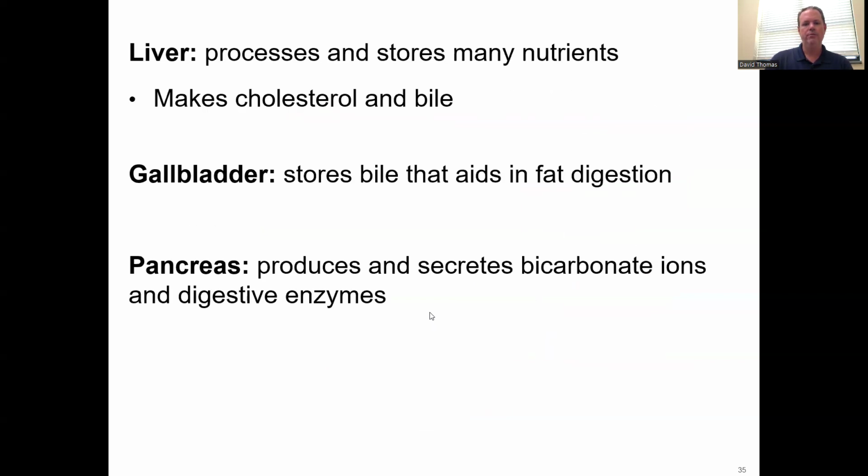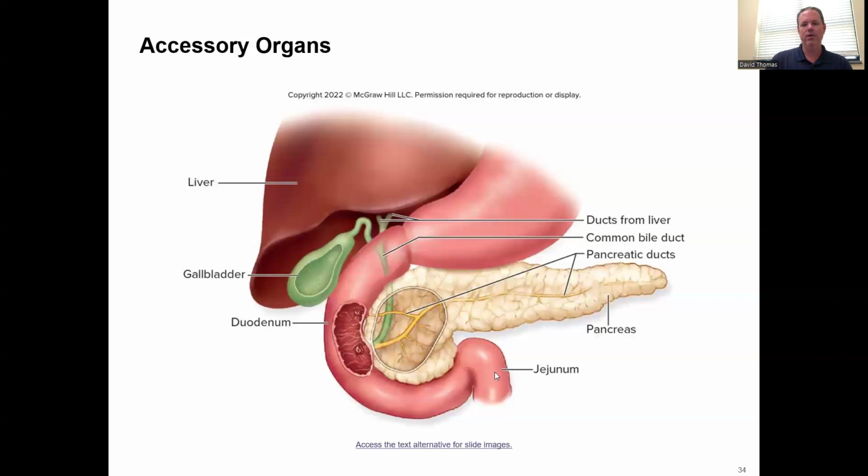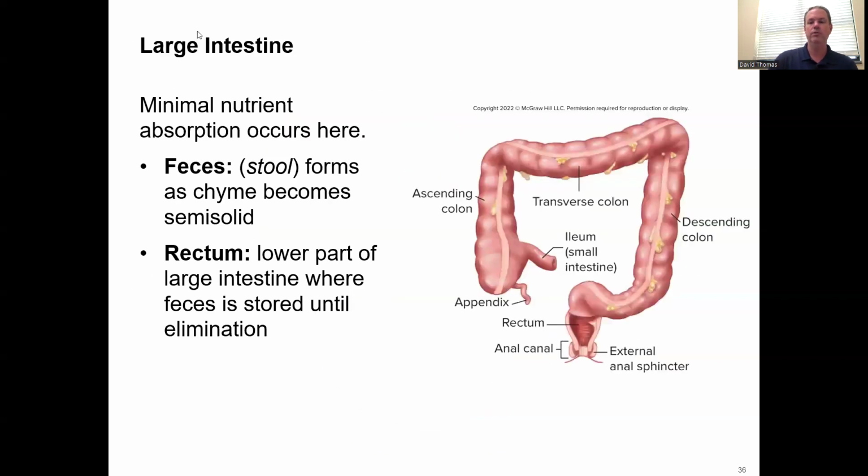Once food has passed from the small intestines, eventually it's going to make its way to the large intestines. Here you see a diagram view of the large intestines. You may see this referred to as the colon. You see the different sections there: the ascending, transverse, descending colon, sigmoid colon, the S-shaped colon there, and then the rectum.